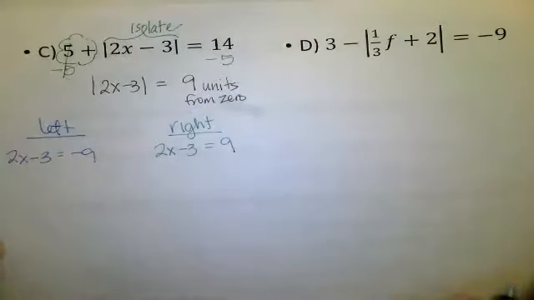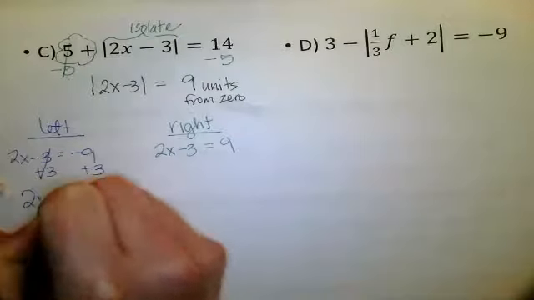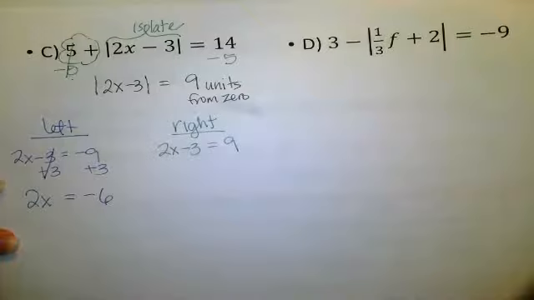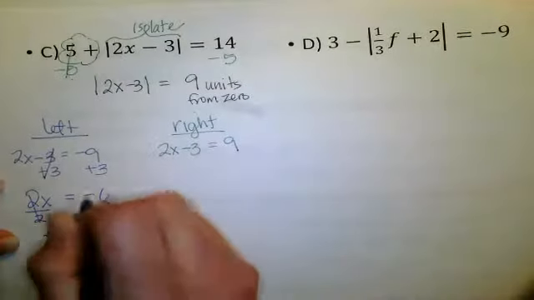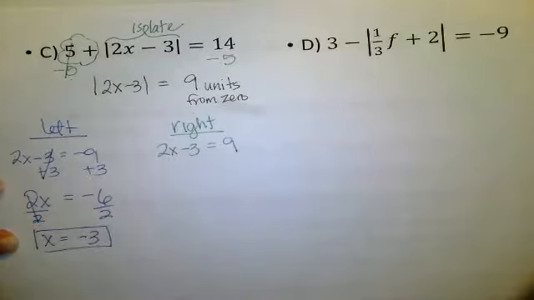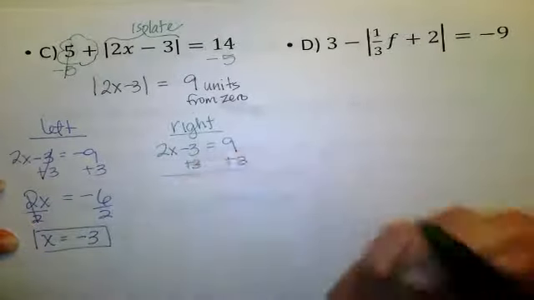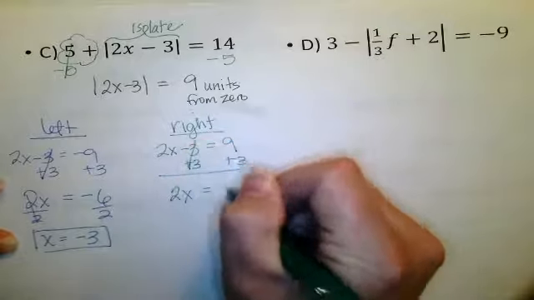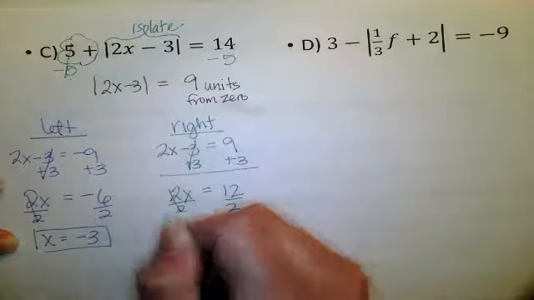I'll show you. All right, we're going to go ahead and add 3 to both sides. So we get 2x is equal to negative 9 plus 3. The negatives win by 6. We're going to go ahead and divide by 2. Negative 6 divided by 2 is negative 3. Over here, we're going to, again, add 3. Positive 3, negative 3 is 0. 9 plus 3, 9, 10, 11, 12. Divide by 2. 12 divided by 2 is 6.